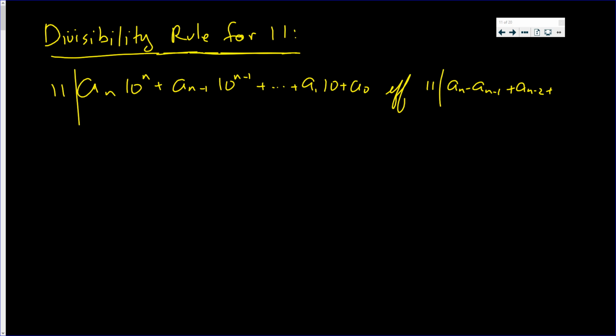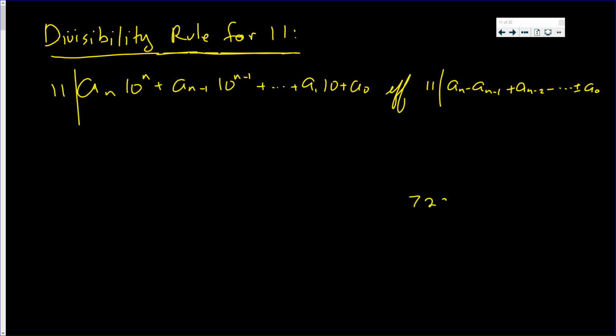a sub n minus a sub n minus 1 plus a sub n minus 2 minus, all the way down to a0. Now, a0, I'm not going to know the sign. Sorry, if it's plus or minus.